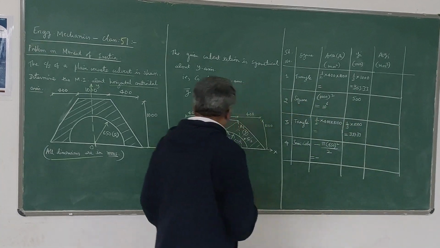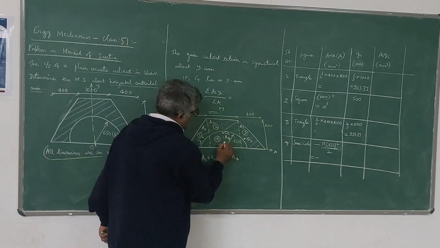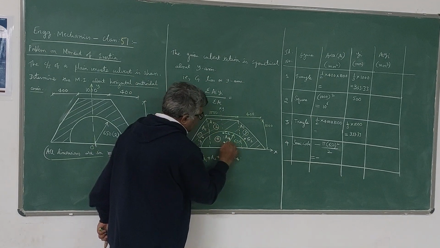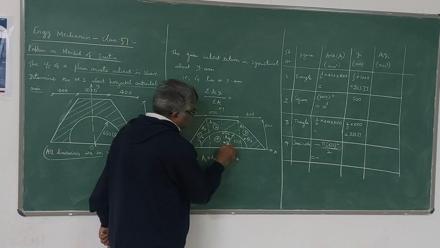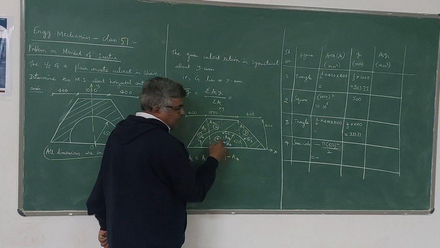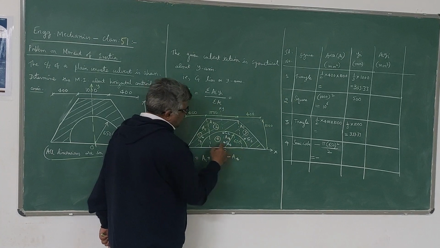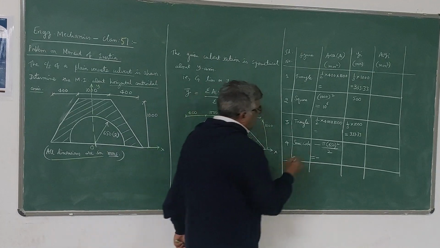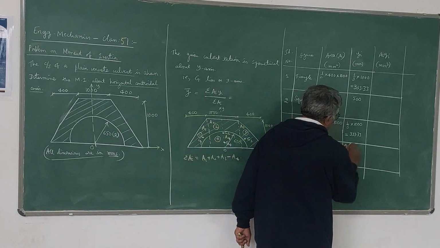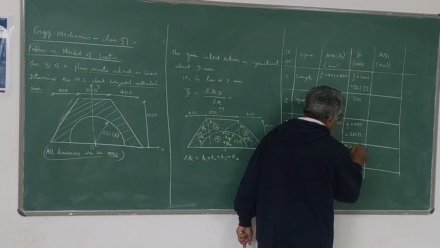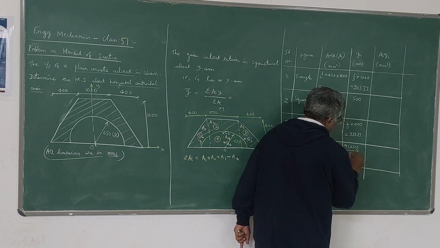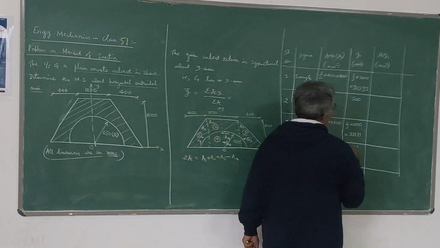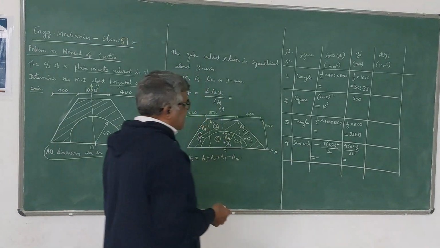And the distance of the centroid G4 of this semicircle from the x-axis is 4r by 3 pi. That we have derived. So from the x-axis, the centroid lies at a distance of 4r by 3 pi, that is 4 into 650 divided by 3 into pi. All these y values are positive because we are measuring above the x-axis.